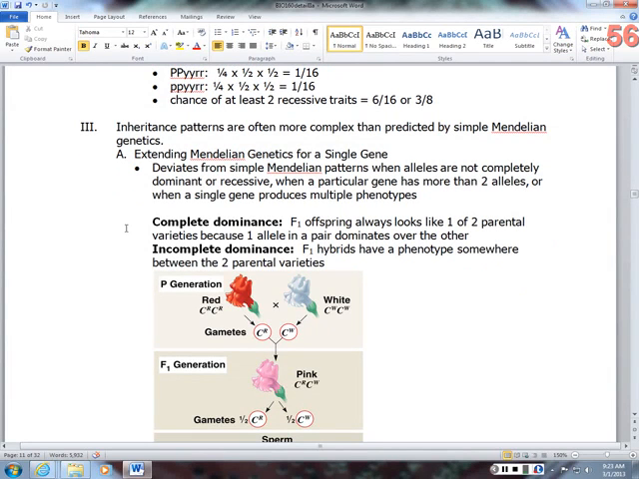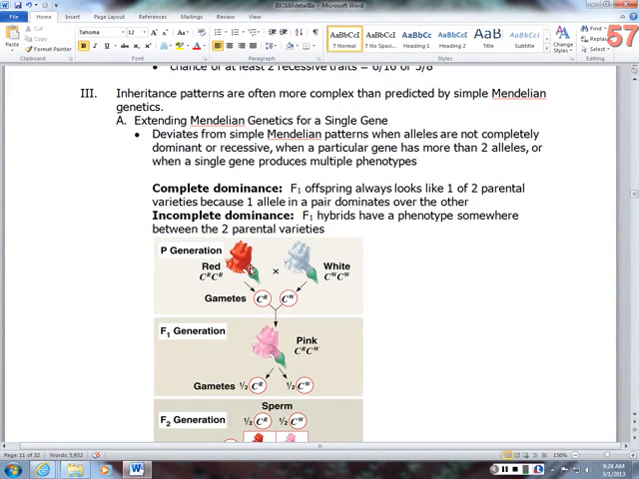So with complete dominance, the F1 offspring is always going to look like one of the 2 parents. The trait is either dominant or recessive. You get it or you don't. With incomplete dominance, you're going to have a phenotype that's somewhere between the 2 parental varieties. These were done using red and white flowers. So your red ones are going to have the red trait, and the white ones, the W trait.